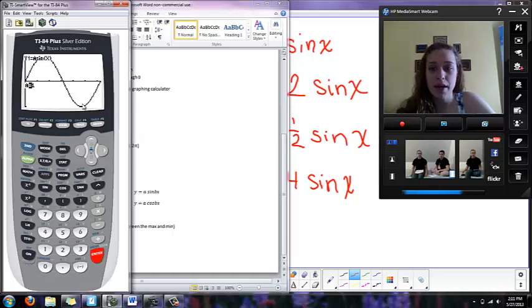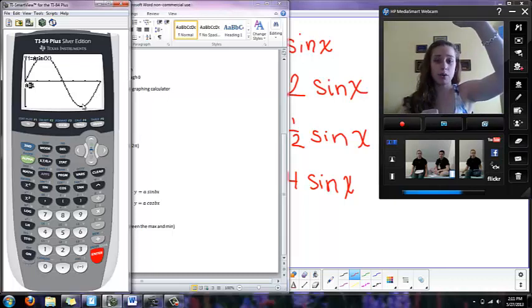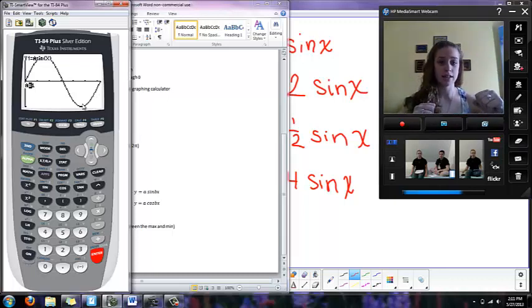Another way of thinking about it is it's kind of like the height. It's wherever you're starting, the amplitude is how high up you're going to go, and then you're going to go back down to 0, and then the amplitude is how low you're going to go, and then come back up to 0. Okay, so hopefully that helps.